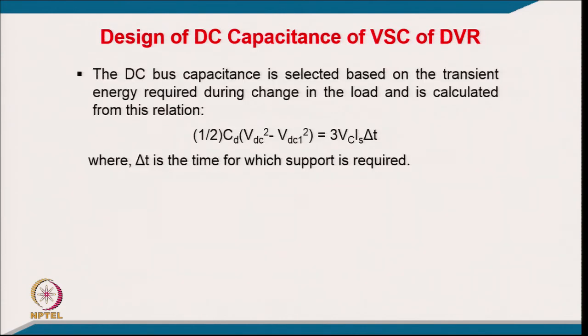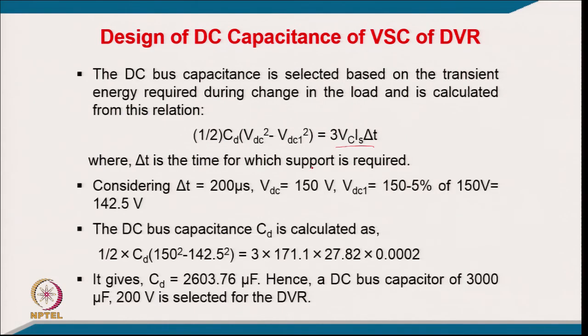Coming to the DC link capacitor of this voltage source converter of the DVR with the transformer. The DC link capacitance is selected based on the transient energy required during change in the load, and is calculated as half C_DC in bracket VDC square minus VDC1, where this is the minimum voltage and this is the nominal voltage, and then the energy has to come from 3 VC IS into delta T. So, delta T is the time for which you require the support.